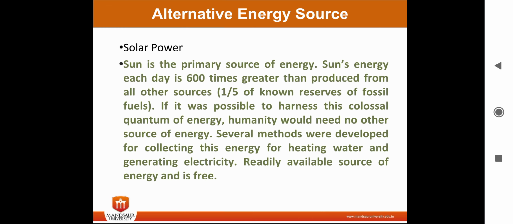Another source is the sun. Solar power, that is, the sun is the primary source of energy. The sun's energy each day is 600 times greater than that produced from all other sources, one-fifth of known reserves of fossil fuels. If it were possible to harness this colossal quantum of energy, humanity would not need any other source of energy. Several methods have been developed for collecting this energy for heating water and generating electricity.